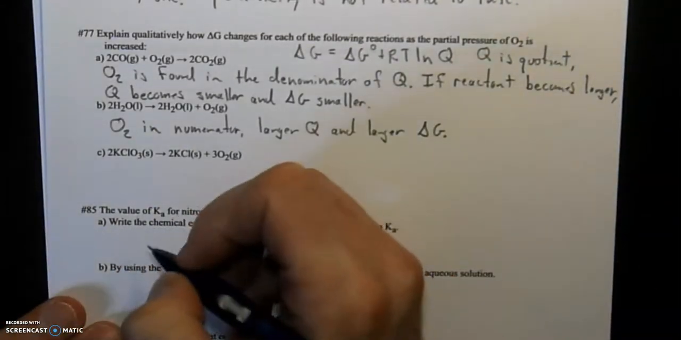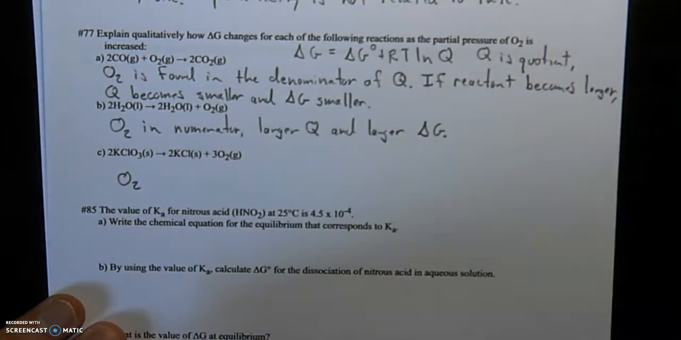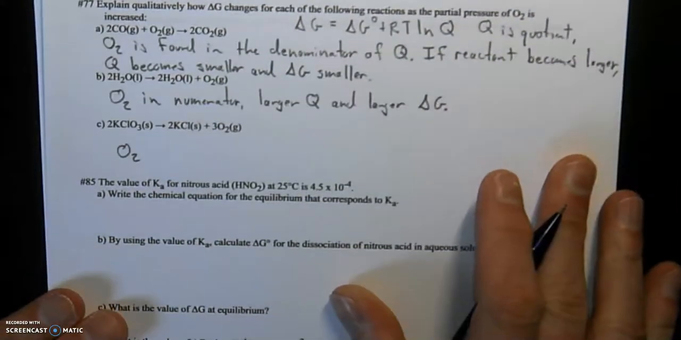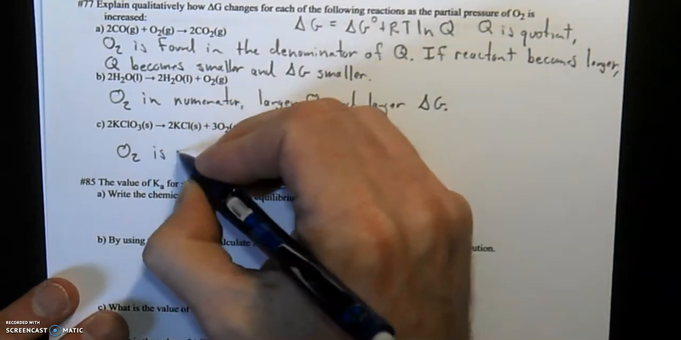Let's look at part C. Well, oxygen is also in the numerator, so it's going to do the same thing, with maybe just a little bit more of an effect. And I'll write that out here. It is in the numerator.